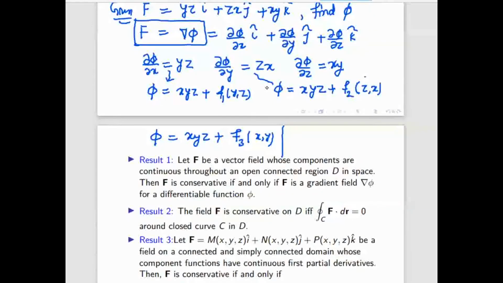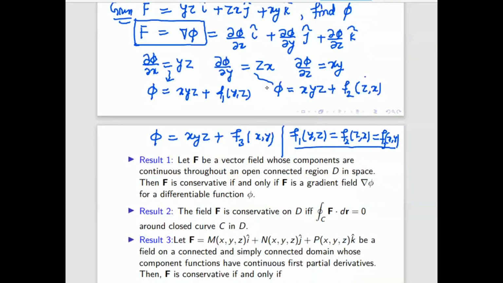xyz plus f1 of yz equals xyz plus f2 of zx. xyz will cancel, then it will give a function of yz is equal to function of zx is equal to the function of xy. So from here, can we calculate f1, f2, f3? The yz function is equal to the zx function is equal to the xy function. That is possible only if all are constant numbers. So f1, f2, f3 must be a constant, any constant it can be.